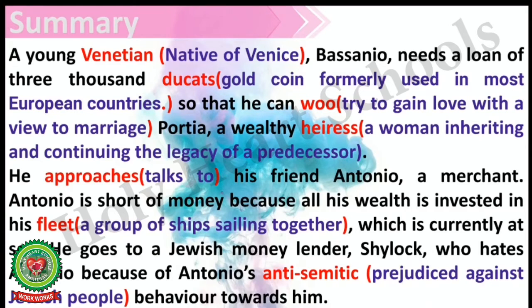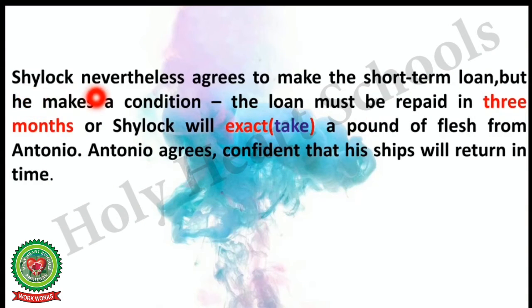Students, this play revolves around the life of a Venetian, Bassanio, who is an extravagant person who loves to live a luxurious life. He falls in love with a rich lady Portia, and to woo her, he asks his best friend Antonio to lend him 3,000 ducats. But students, at the same time, Antonio has spent his money on his ships at sea. So he approaches a Jewish bloodsucker moneylender, Shylock, to lend him the desired amount, that is 3,000 ducats. Shylock nevertheless agrees to make the short-term loan.